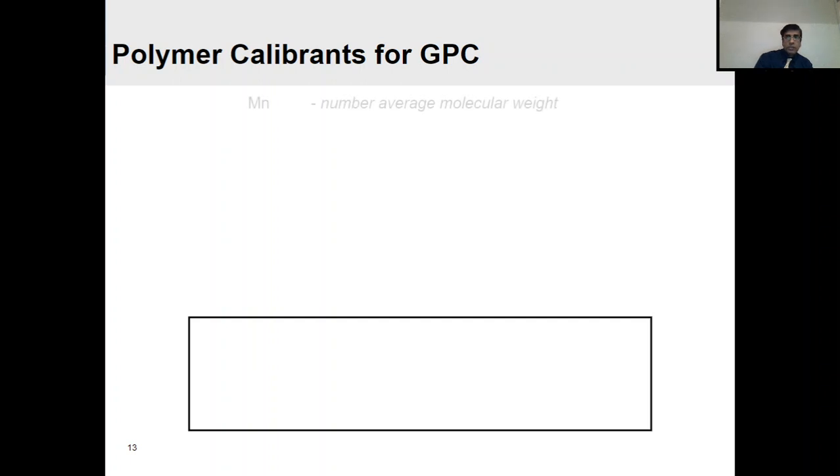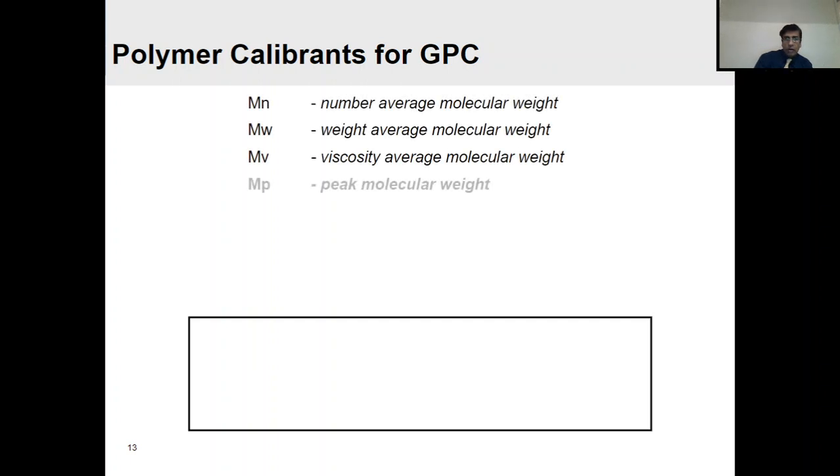For the calibrations, all these terminologies, MN, MW, MV, I have discussed, and polydispersity index or PDI. So GPC is a machine that can give you all these things: MN, MW, MV, MP, and the polydispersity at the same place.